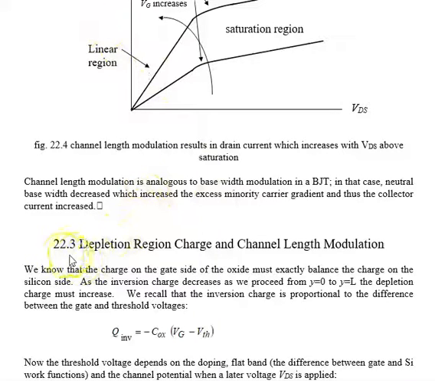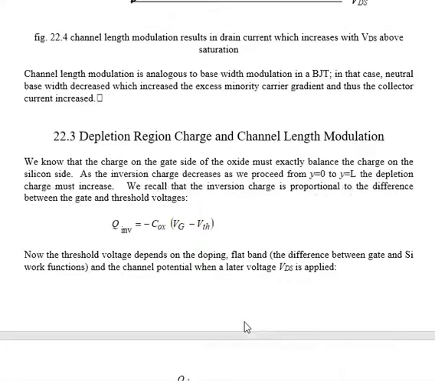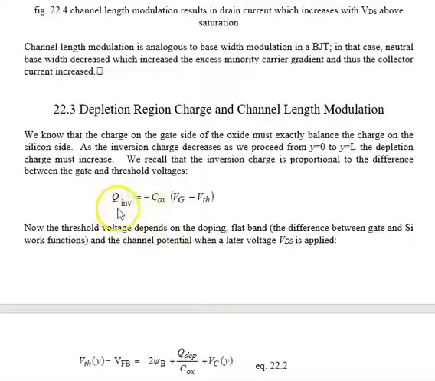And in section 22.3, we take these same results we've been looking at for a number of sessions, and we just give them a little bit of a different twist. So this, again, is almost entirely a review. The inversion charge is equal to, of course, VG minus V threshold. We've seen that many, many times.